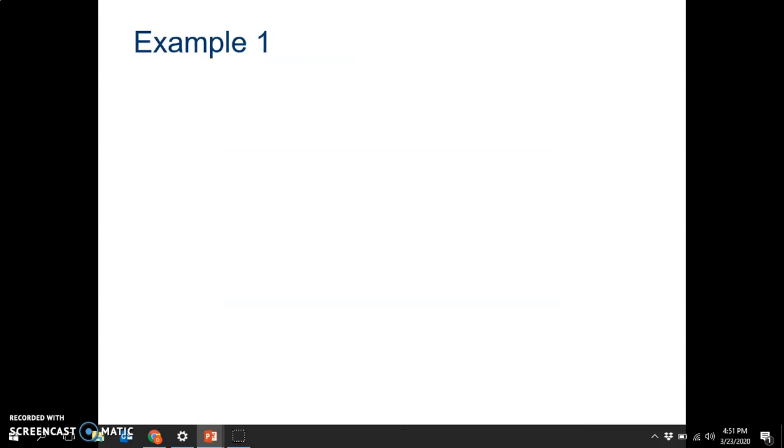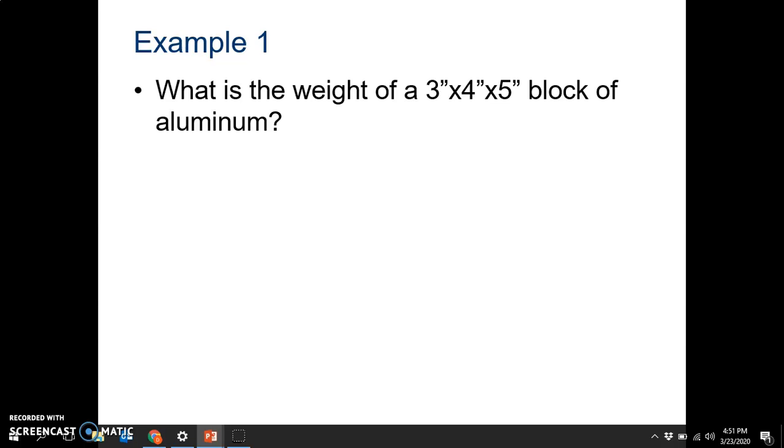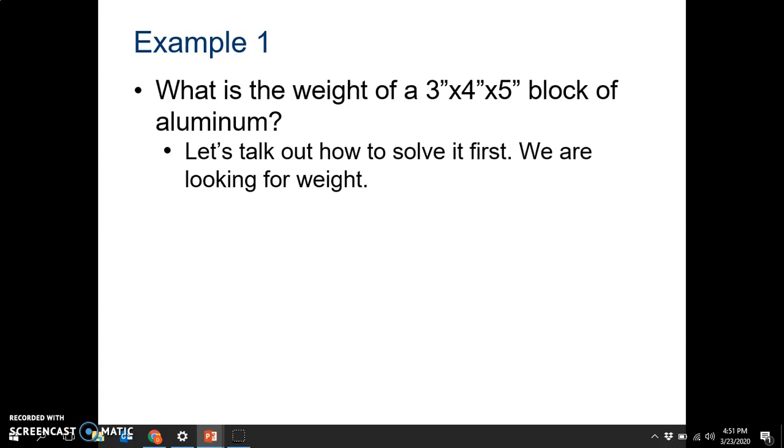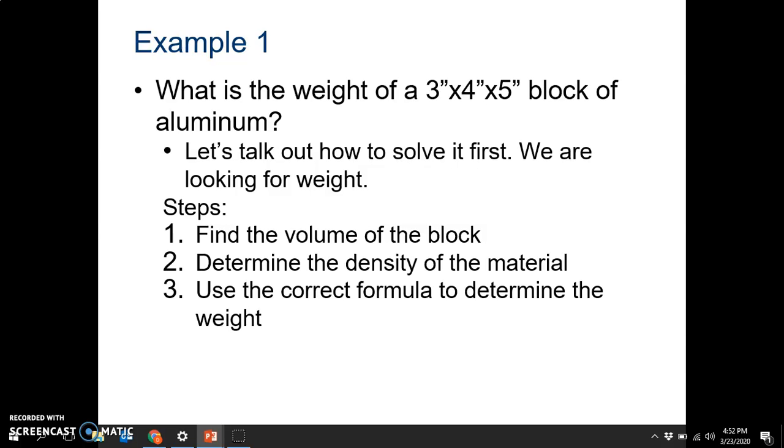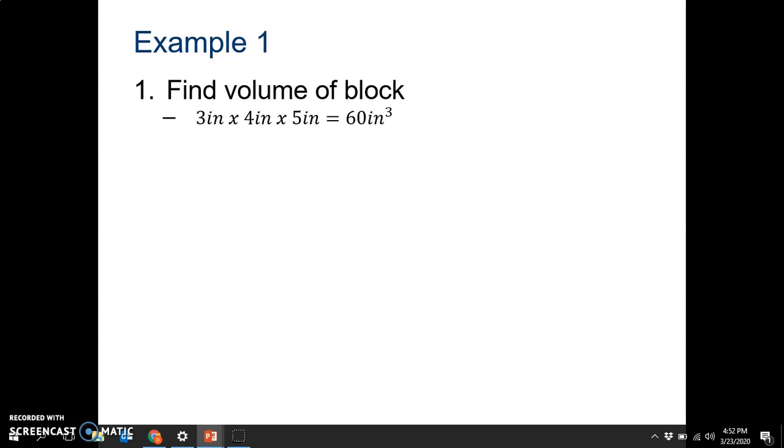Okay, let's look at an example. What is the weight of a 3-inch by 4-inch by 5-inch block of aluminum? Let's talk about how to solve it first. We are looking for weight. We know or could find out the volume, and we know or could find out the density. Step 1 would be find the volume. Step 2, determine the density. Step 3, calculate the weight. To find the volume of a rectangular prism, I would just multiply the length times width times height. 3 by 4 by 5 equals 60. 3 times 4 is 12, yes.